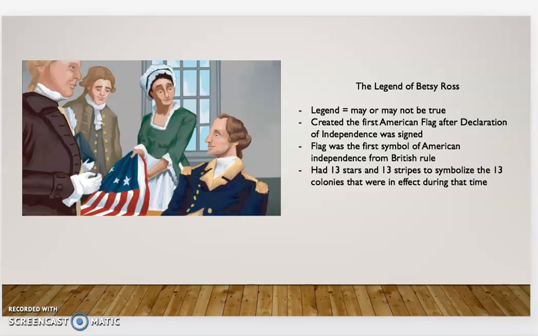So that flag was really the first symbol of independence that we had, and symbols of independence really start to come into play and become a very important part, because this independence is going to lead to a lot of conflicts, a lot of fights, a lot of wars, and symbols of independence is what really kept the morale going and kept the people wanting to keep trying to fight and gain for their freedoms and their rights. So having that very first symbol of independence was a really big deal.